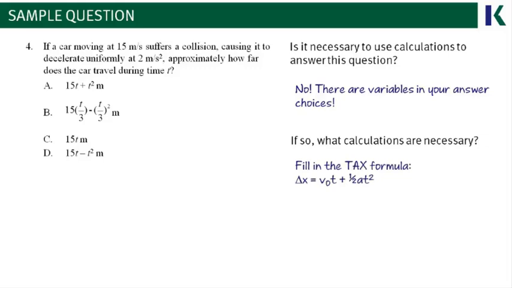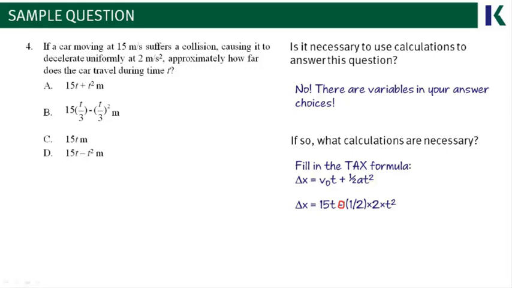For what calculations are necessary, you really just need to fill in the tax formula. There's what the tax formula looks like as a reminder. It's a way to solve distance if you have an initial velocity, some acceleration, and some time. Now we're getting a lot of these variables from the question stem, and we can fill them into the formula. So here are the steps on how to fill in the tax formula. You're going to plug in your 15 meters per second for velocity, your 2 meters per second squared for acceleration, and also note the negative sign that's being used in this formula.